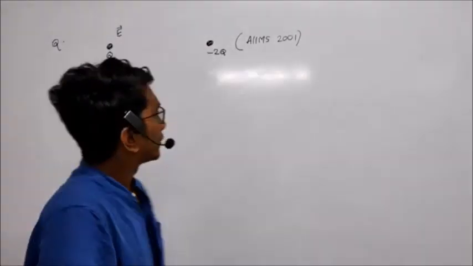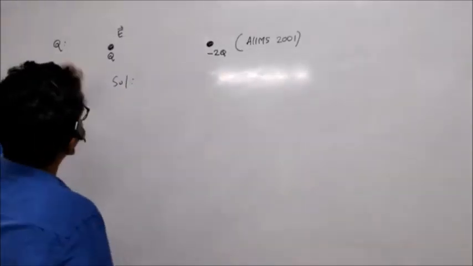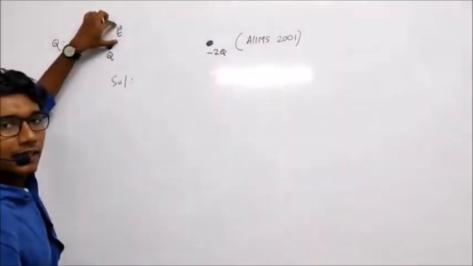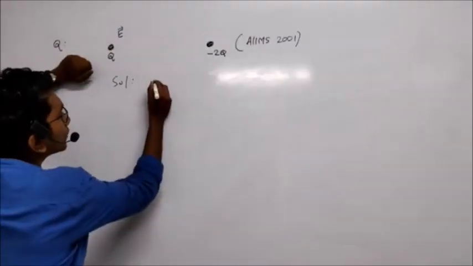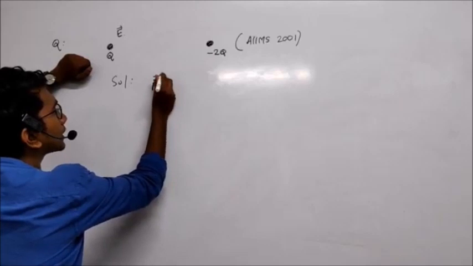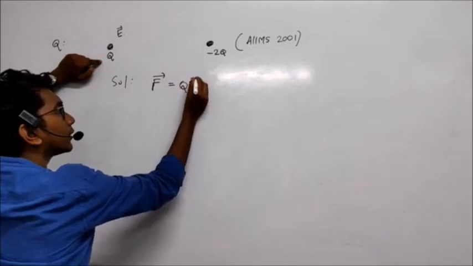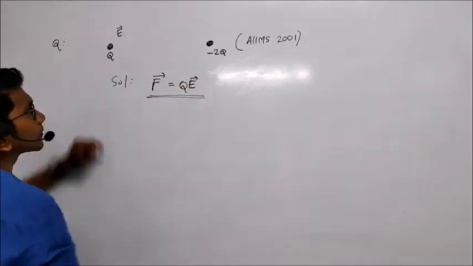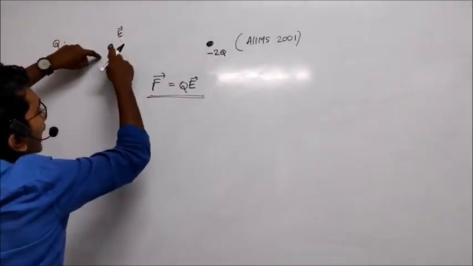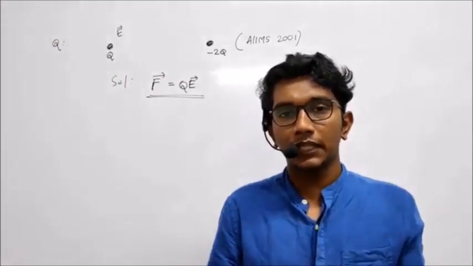It is very easy to solve, so I would like to solve it. The solution is, look at this. Here the Q charge and the electric field acting is E. According to our definition of electric field, the force acting on this charge will be equal to capital Q into E. Am I right? So the net force acting on this will be equal to capital Q into E. That we have already seen, that is F is equal to QE from the equation.